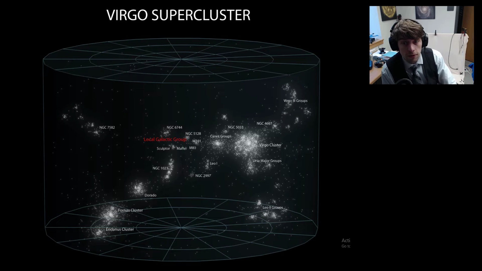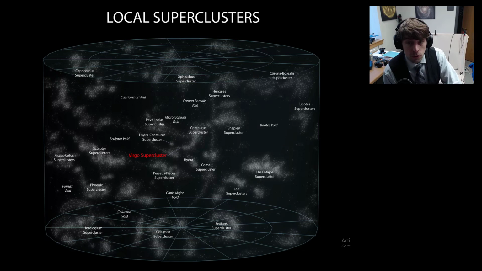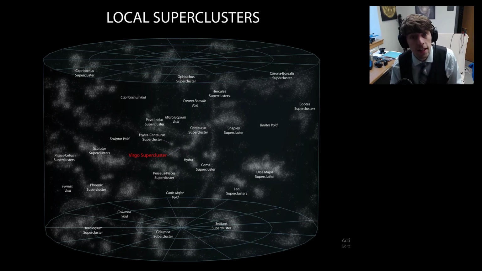So we can keep going further out. And as we zoom out, we still see these walls and voids. The Virgo supercluster is part of a larger group called the local superclusters. I know, astronomers are really creative. But again, now you're seeing not only these walls and voids at the microscopic level of the Virgo supercluster, but we're starting to see it at a larger, a macroscopic level.